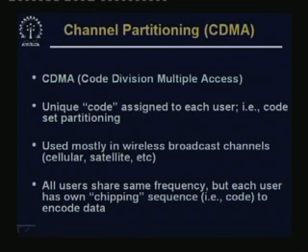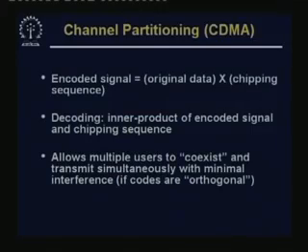Used mostly in wireless broadcast channels, like cellular, satellite etc. All users share the same frequency, but each user has its own chipping sequence, that is code, to encode data. We will come to details. The encoded signal is the original data combined with the chipping sequence. We will come to what a chipping sequence is, and decoding is the inner product of the encoded signal and the chipping sequence. It allows multiple users to coexist and transmit simultaneously with minimal interference if the codes are really orthogonal.